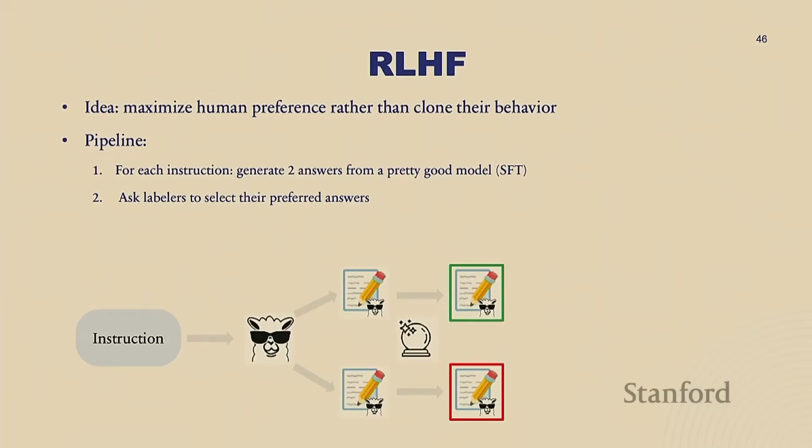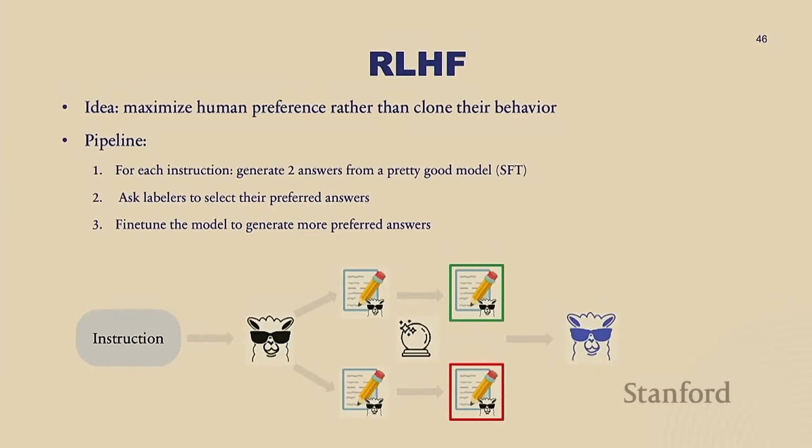And then you ask labelers which of these 2 answers was better, so select the preferred one. And then with different types of algorithms, which we're going to talk about, you just fine-tune the model to generate more of the green thing than the red thing, so more of the good stuff. So now the question is how, and we're going to talk about that right now.